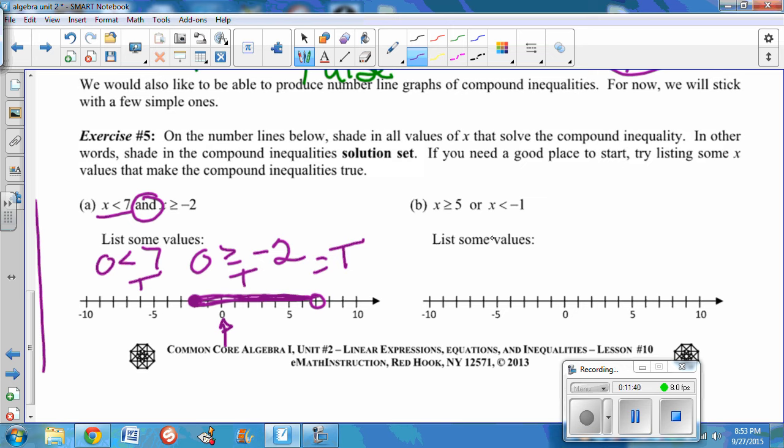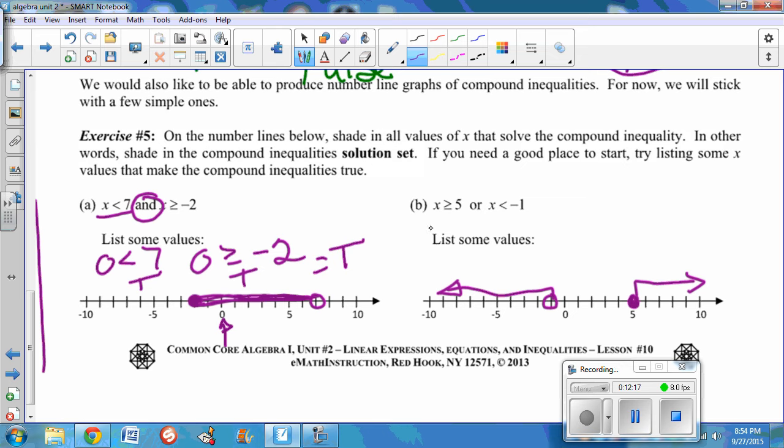So part B, I've got x is greater than 5. That's, I seem to be going that way. Or x is less than -1. Open circle, less than, to the left. Look what's happening. So list some values. Remember, because it's "or," it only has to be true for one inequality or the other in order to make the entire thing true.